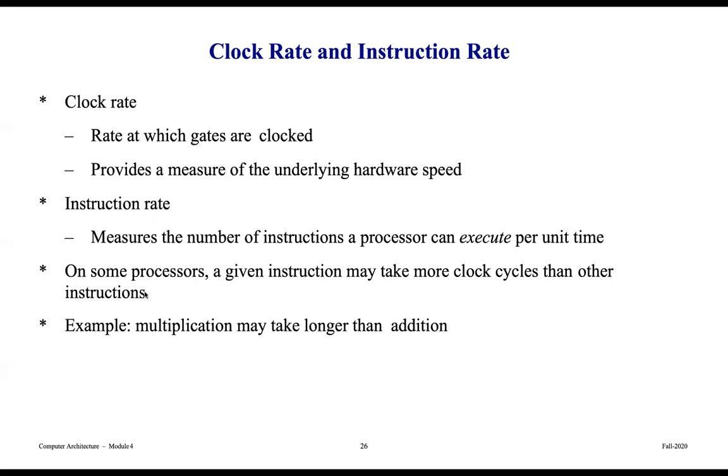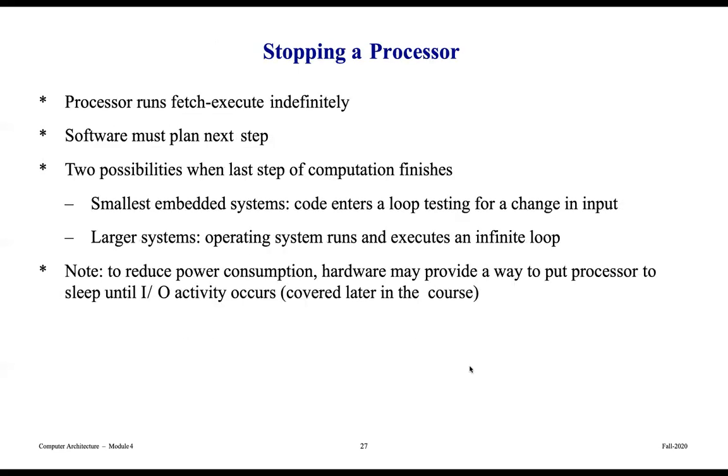processor can perform. On some processors, a given instruction may take more clock cycles than other instructions. So that's one of the reasons why the instruction rate and the clock rate are not exactly the same. As an example, multiplication can take longer than addition, so it would take more cycles, more instructions to get things through.